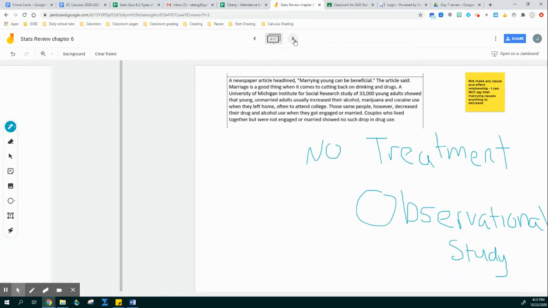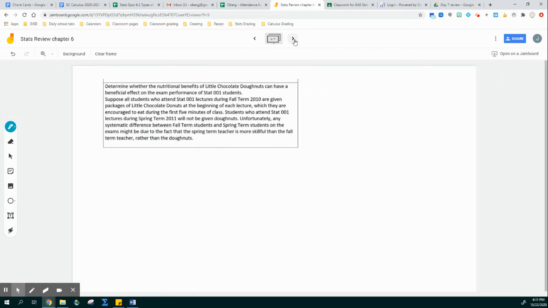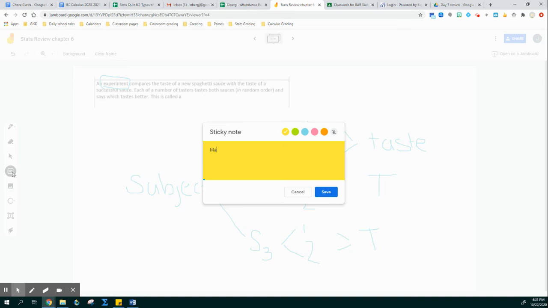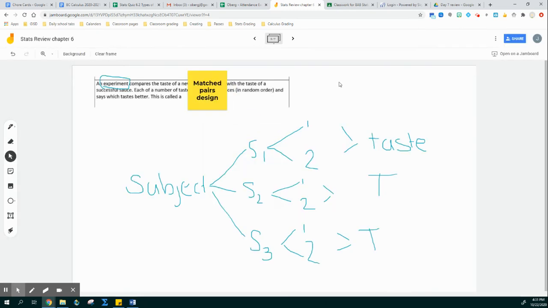So let me go see that one. Oops, I got to go back. Okay, so this is going to be a matched pairs design. All right, there we go.